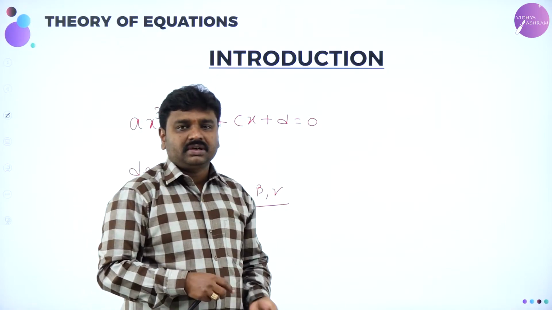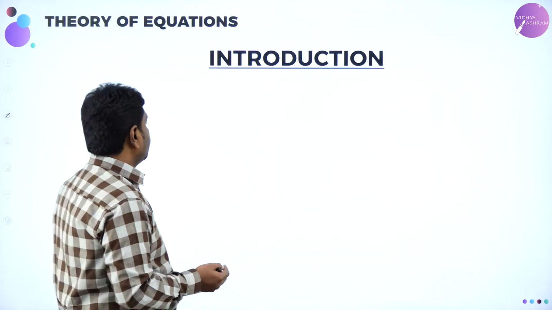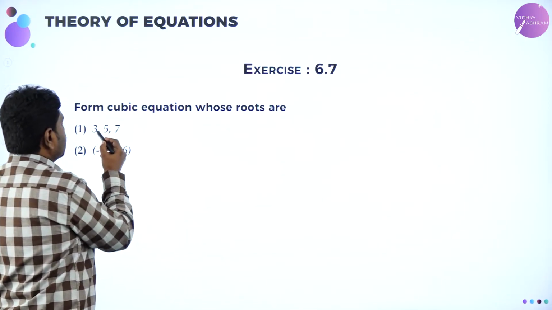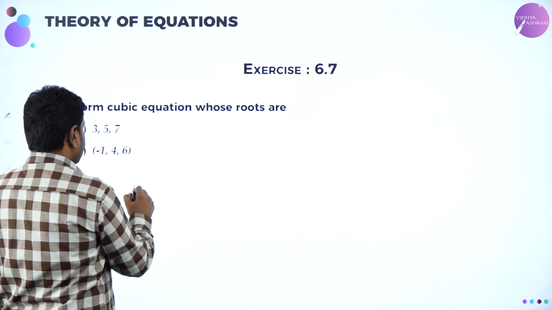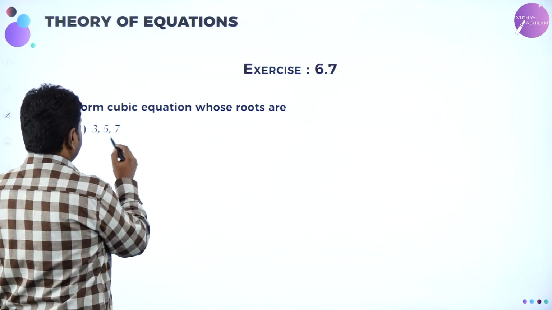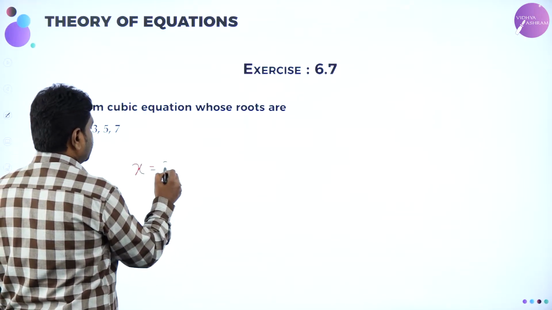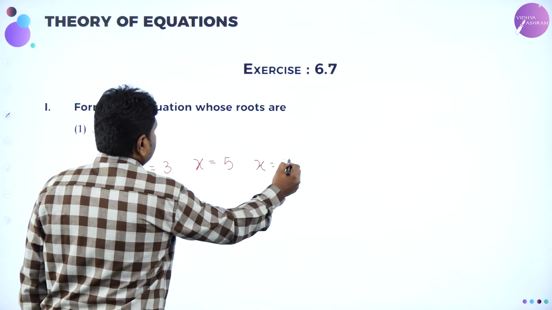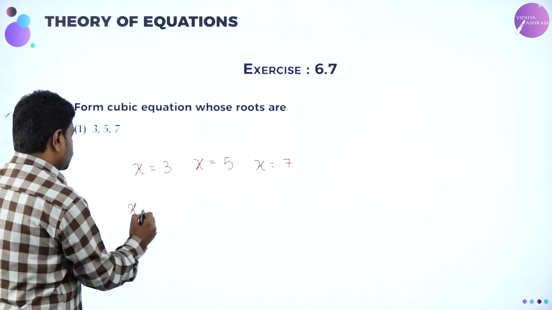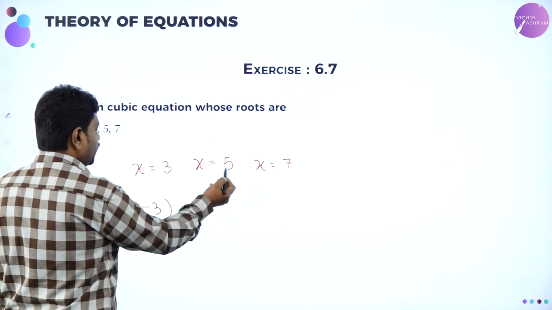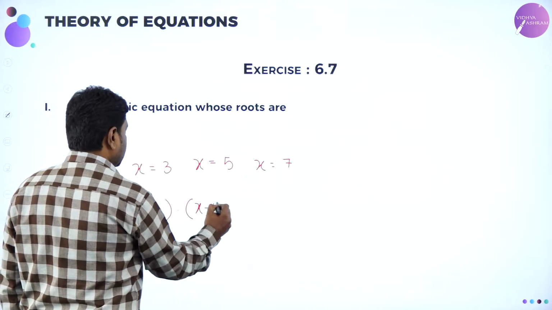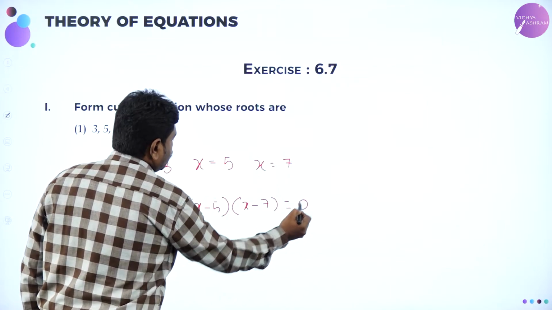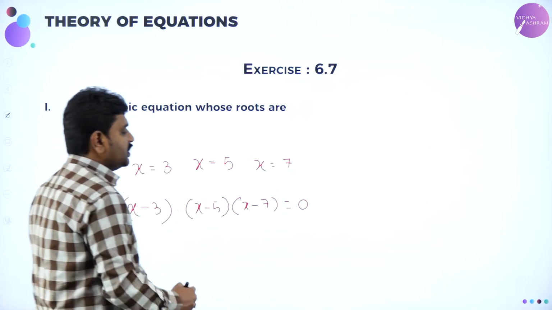I'll go on explaining by taking the problems. Now coming to the first problem: form the cubic equation whose roots are 3, 5, 7. So x is equal to 3 is one of the roots, x is equal to 5 is another root, x is equal to 7 is the other root. Bring 3 to this side, so x minus 3 is one factor, into x minus 5 is another factor, into x minus 7 is another factor, equal to 0. This is the cubic equation.